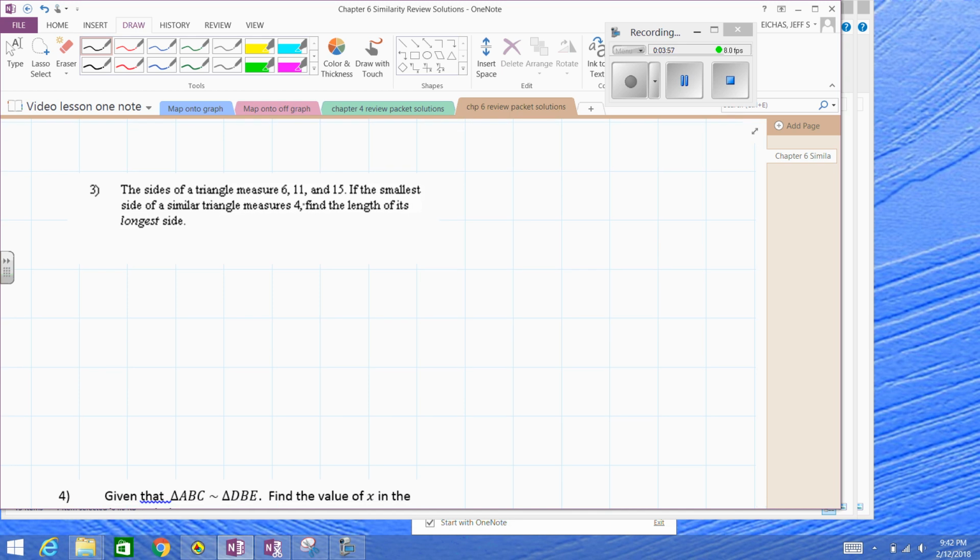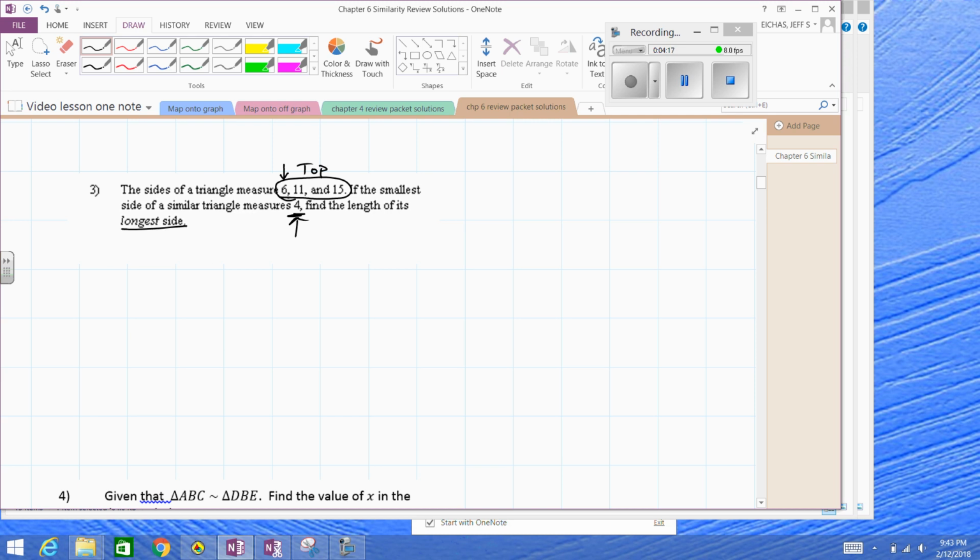So for number 3, here's the measure of the sides of one triangle. Now identify 6. That is the smallest. They're giving us the smallest side of the other triangle. So we can put these on top. They want the measure of the longest.